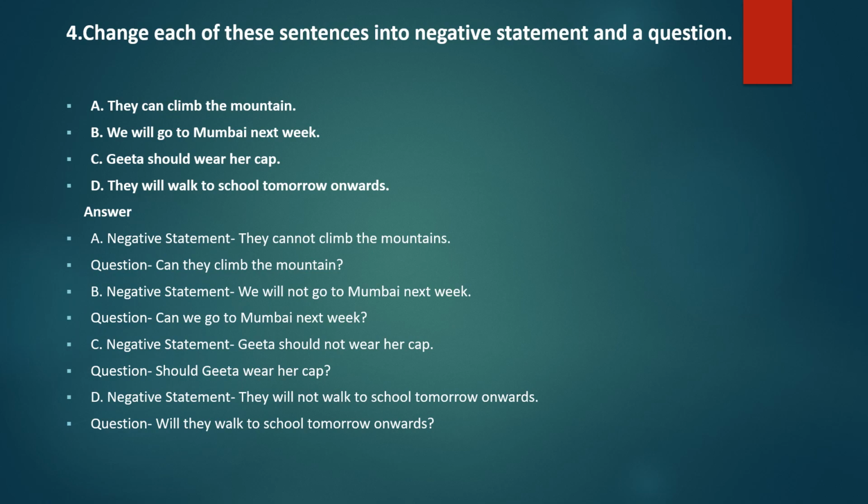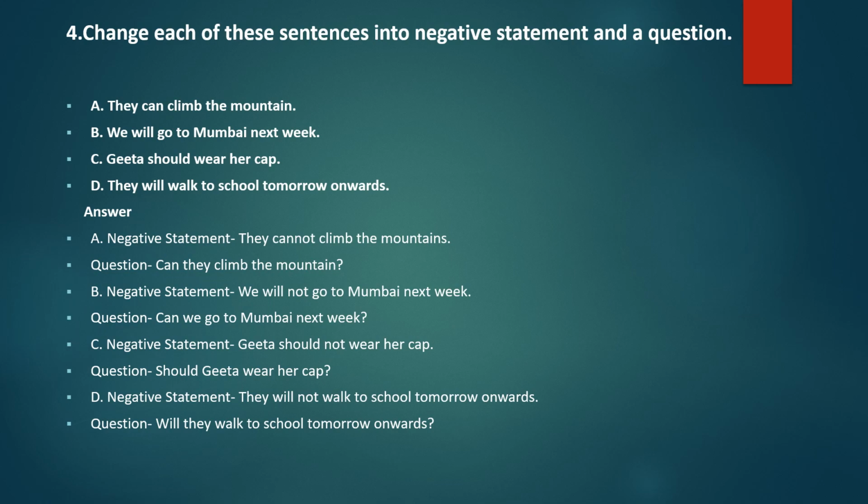Now in question, what will we do? First we will write the modal. Can they climb the mountain? Then the question mark will be there. First we write this modal, then subject and then main verb. Then the rest of the sentence, the remaining part. So they cannot climb the mountain and can they climb the mountain? Clear? Now come to B part.